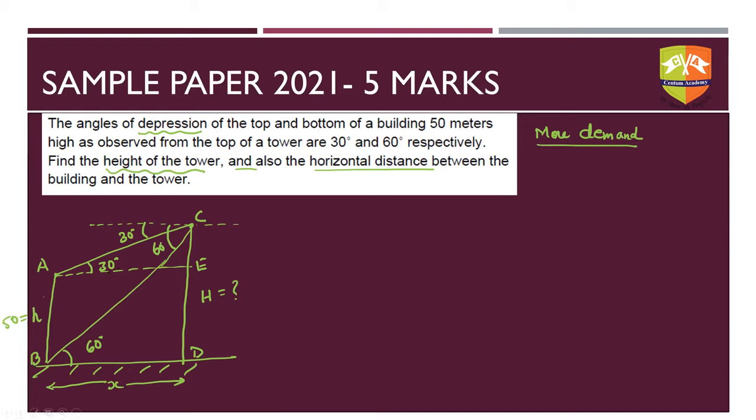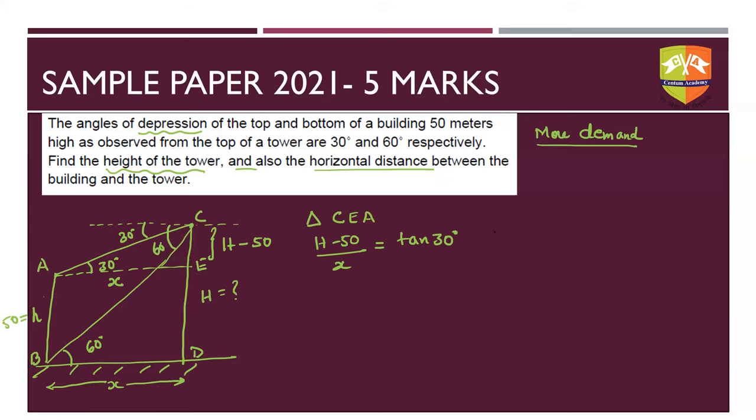Okay. So obviously you have to write a few equations. This height is H minus 50 and this also is X. So write that. Okay. Now let's write the equations. First, write down in triangle CEA: H minus 50 upon X is equal to tan 30. This is the first one, isn't it?